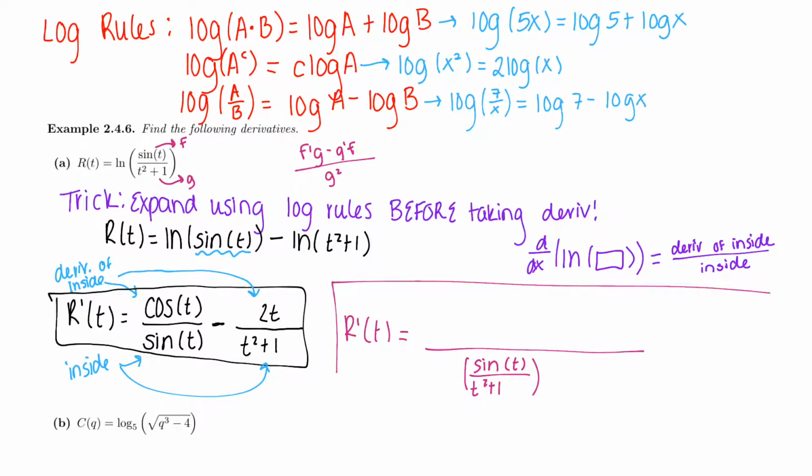So f prime is going to be cosine t times g, which is t squared plus 1, minus g prime, 2t, times f, which is sine t, all over g squared, so t squared plus 1 squared. And then making sure that this is the big fraction line. That would be your answer if you did it the long way. This whole thing is the same as this, believe it or not. It actually all works itself out if you simplify it all the way, but this is way worse to write.